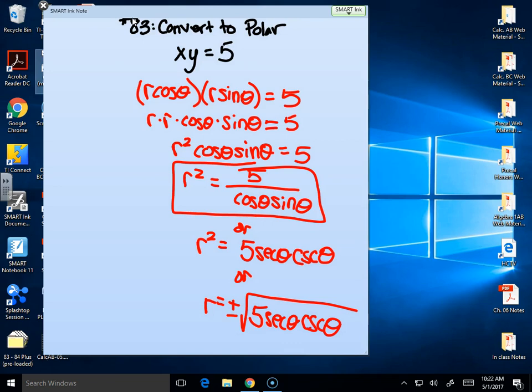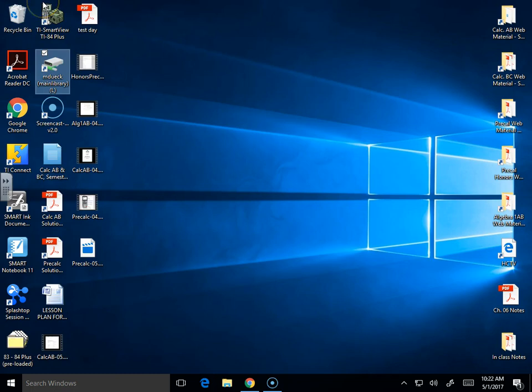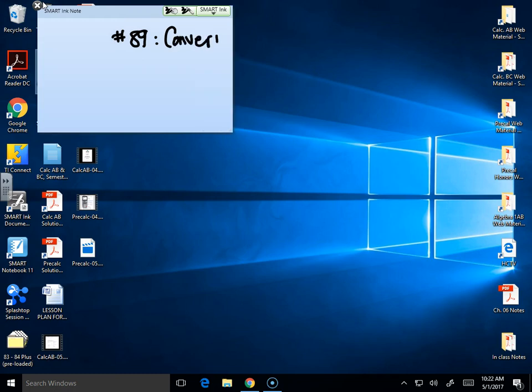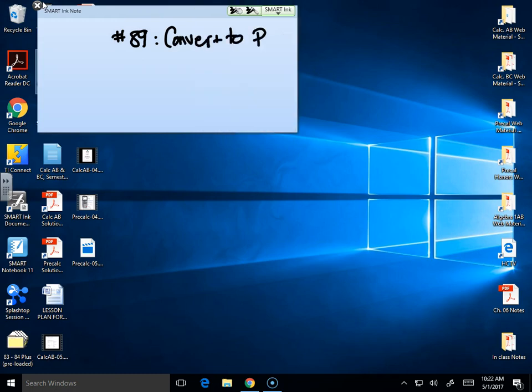Next one is number 89 and then 93. Number 89, we're converting the other way. We're converting to rectangular from polar. So we're given the equation. I just lost it. Who has it? R squared.